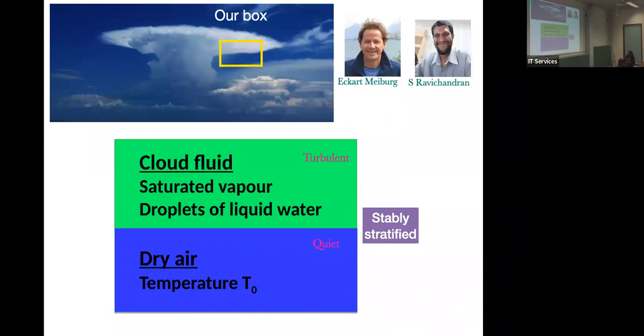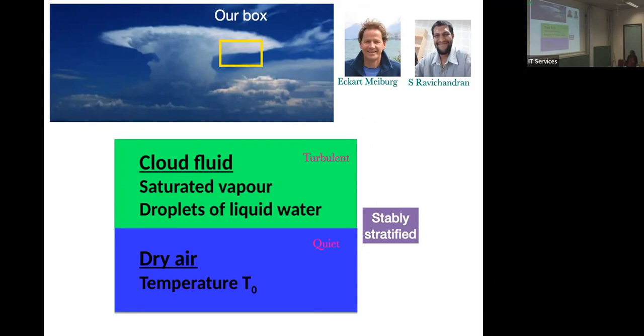Okay, so what we do is we take a box like that, which is drawn here, and we do simulations in this box. This is joint work with Eckhart Meiburg and S. Ravichandran. S. Ravichandran is my former student who is soon going to join IIT Bombay as faculty. So we defined this box where there is cloud fluid. Even if we start it at zero velocity, it becomes turbulent very quickly. And this cloud fluid contains saturated vapor, and it also contains droplets of liquid water.